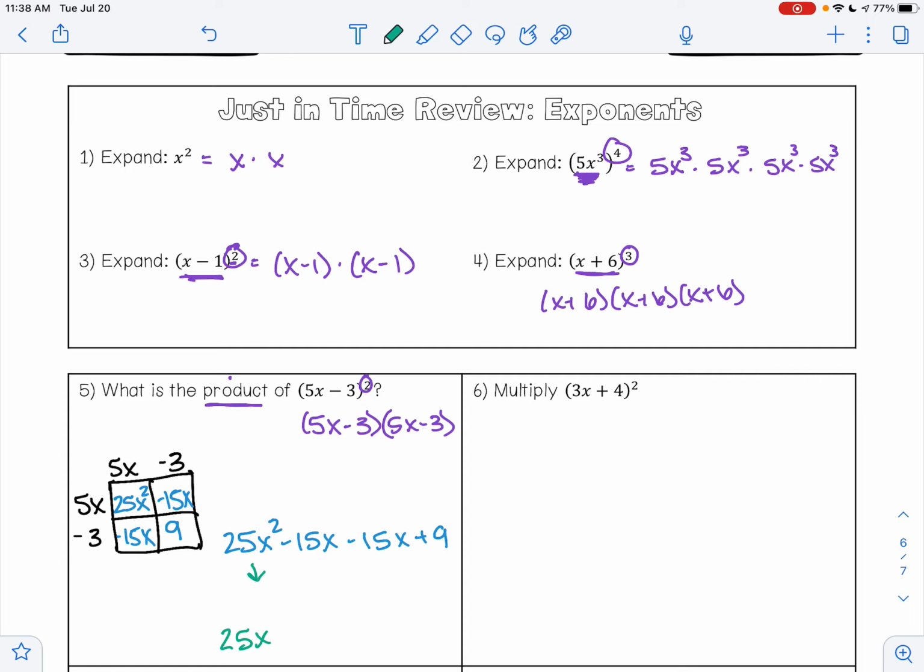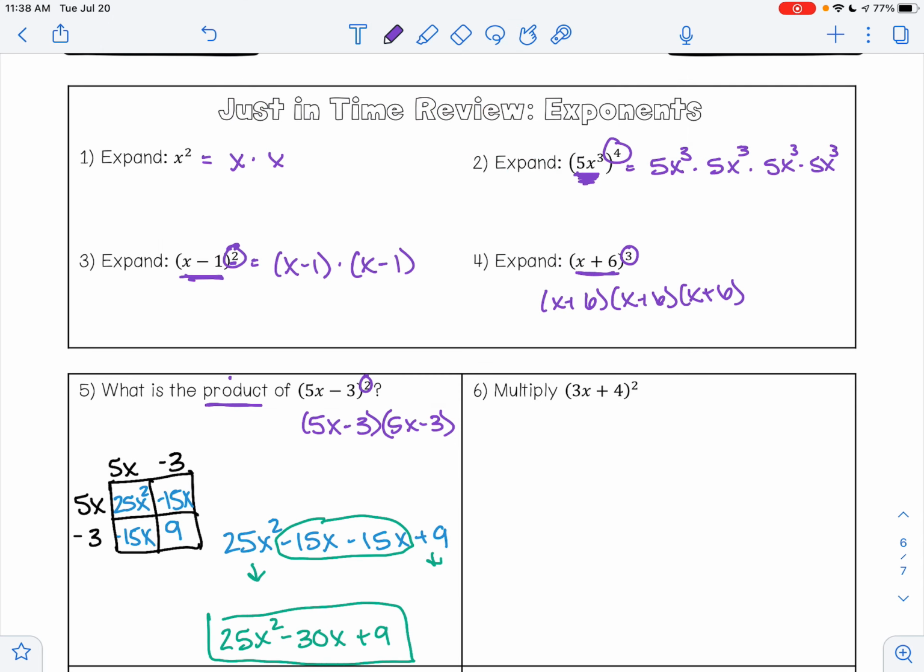25x squared does not have a like term, so I'm going to bring that down. Negative 15x minus 15x is negative 30x. And 9 doesn't have a like term, so I'm going to go ahead and bring that one down. So my answer is 25x squared minus 30x plus 9.